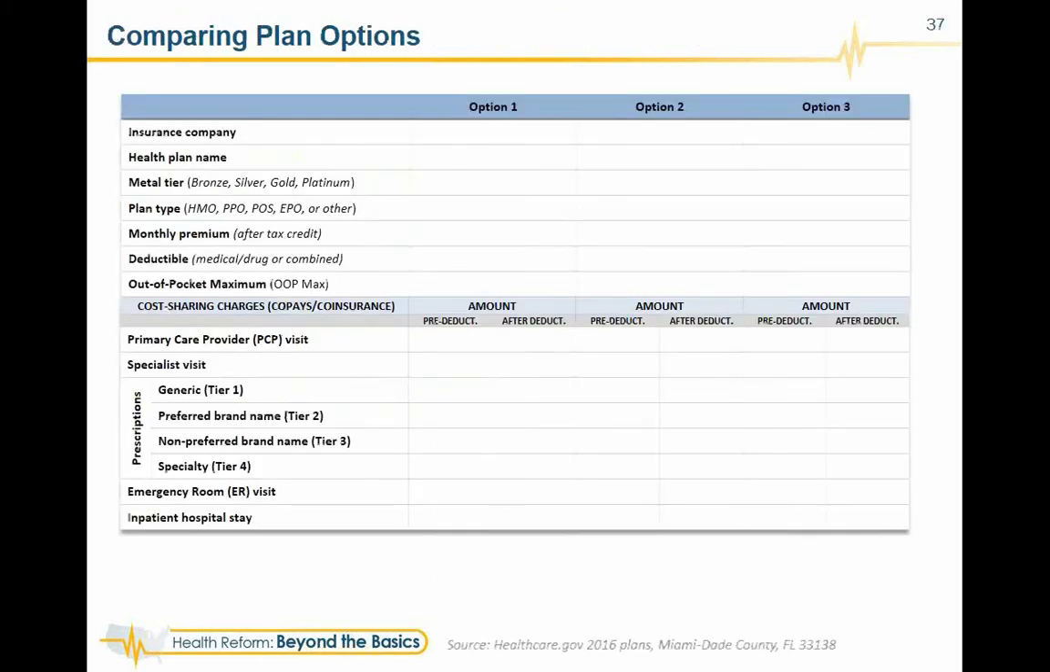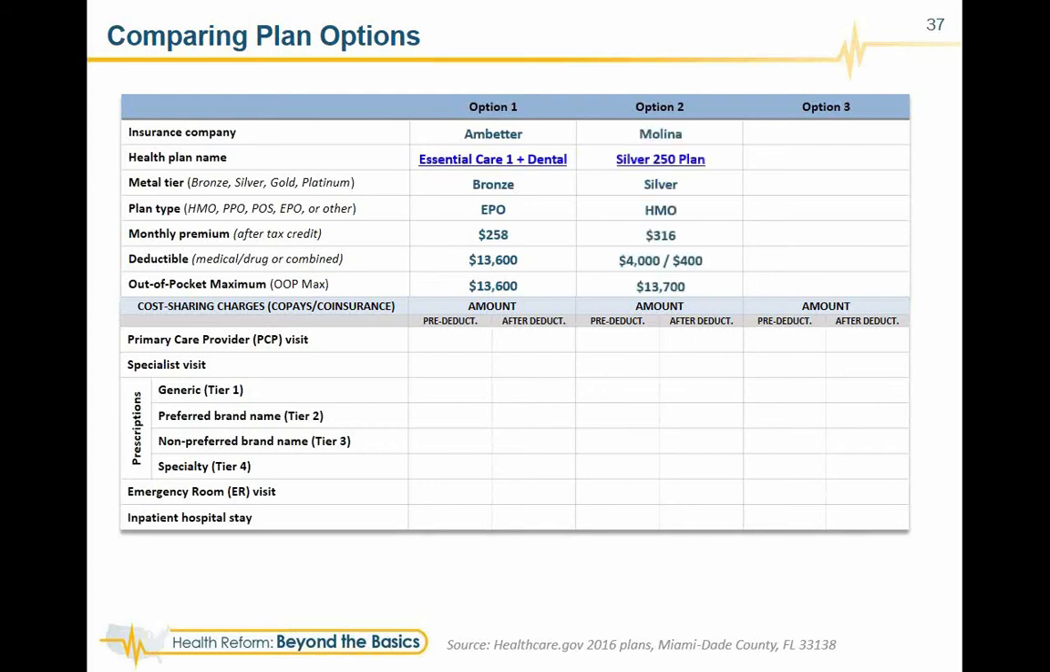So let's pick 3 plans that are available to Joe and Danielle. One is a cheaper bronze plan that also happens to include adult dental benefits. One is a mid-priced silver plan, and one is a gold plan. As you can see, the out-of-pocket maxes for these plans are relatively close, but the deductibles vary quite a lot. In option 1, the plan has a deductible and out-of-pocket max that are the same.